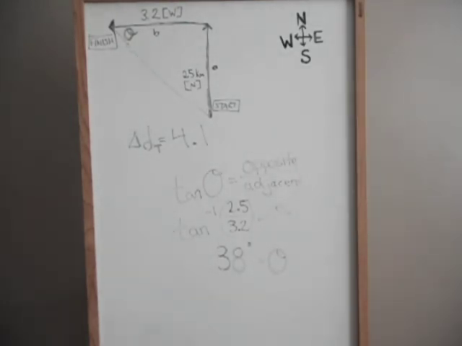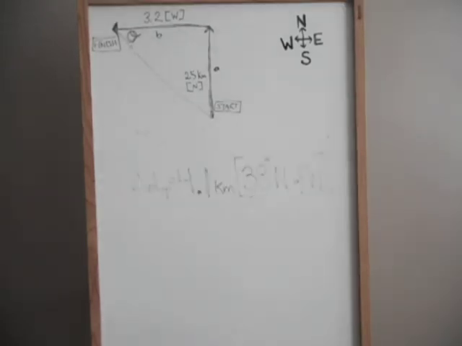Now, using the total displacement and the new angle that we found, we can put them together to find our solution. Therefore, Jane's total displacement was 4.1 kilometers and 38 degrees north of west.